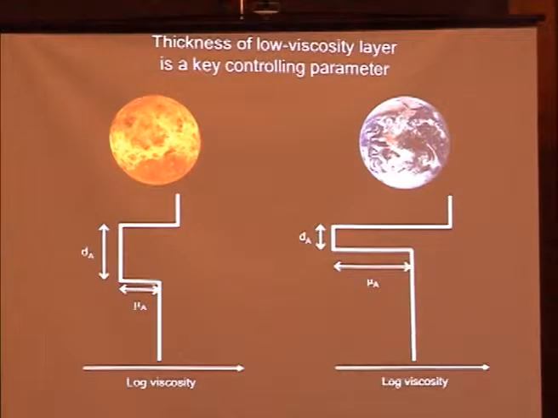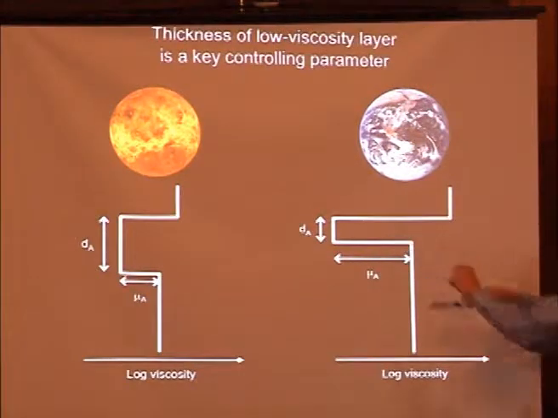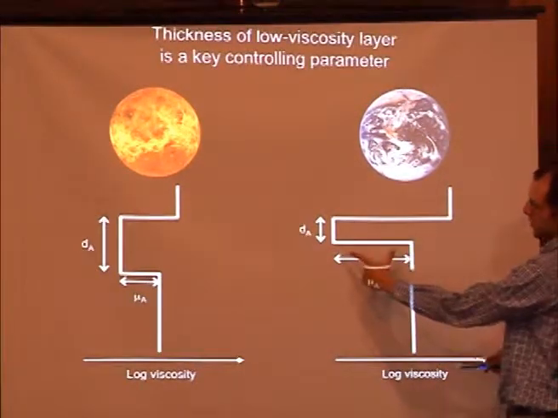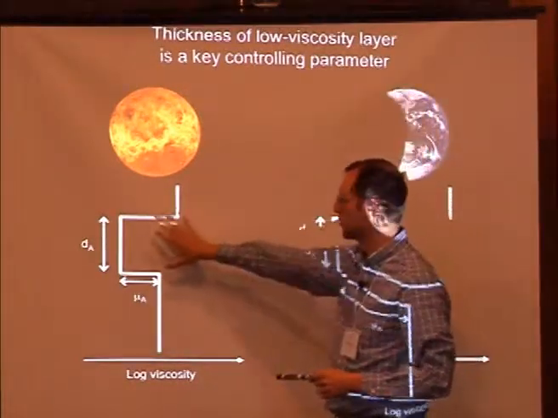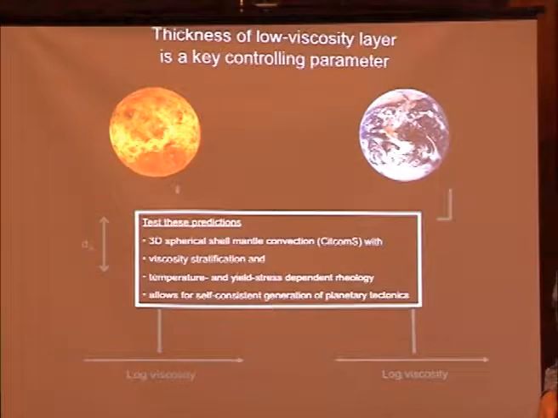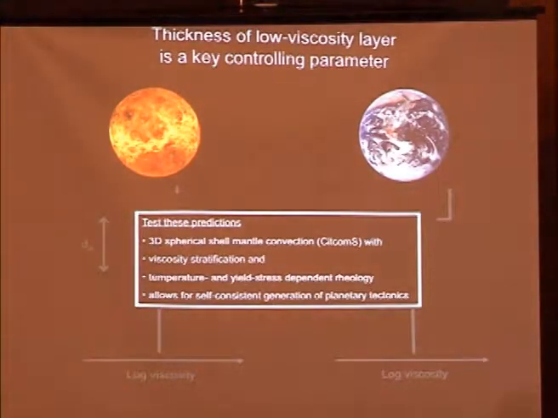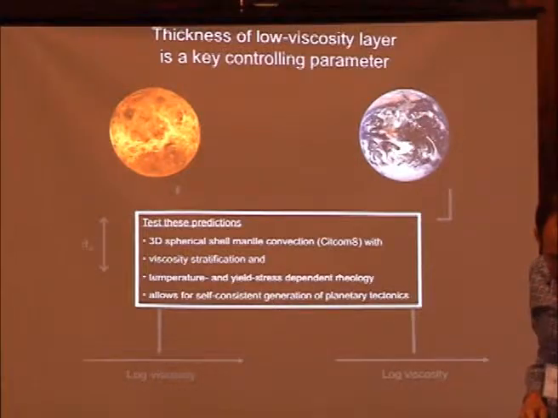So my take is maybe we'll look at the convective shear stress, and maybe that changes if I change between an Earth style, where I have a thin layer of low viscosity, where this viscosity contrast is maybe significant, compared to a Venus-like planet that doesn't have an asthenosphere, and so you're left with an upper mantle that is slightly less viscous than a lower mantle. So I'm testing these predictions using a three-dimensional spherical shell mantle convection model, CitcomS, which is CIG's flagship at the moment, with these stratified viscosities. And on top of that, I use temperature and yield stress-dependent rheology, which is sort of the state of the art these days for self-consistently generating plates in mantle convection models.